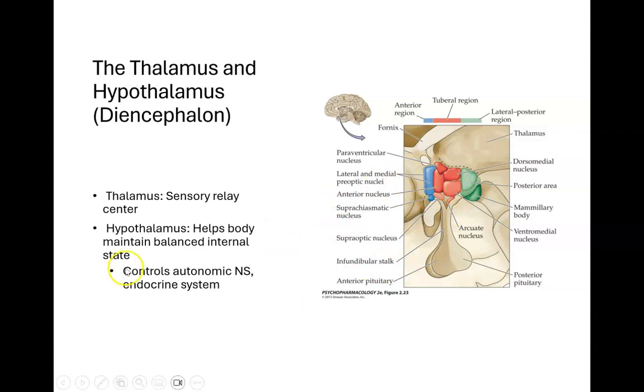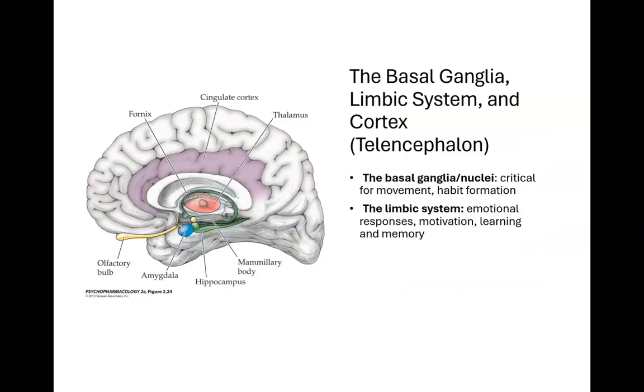So the thalamus is basically our body's sensory relay center. Basically, all of our senses, except for smell, go to the thalamus before they are processed in their respective areas of cortex. We also have the hypothalamus. This helps our body maintain a balanced internal state. And for the purposes of this class, it also controls the autonomic nervous system and it controls the endocrine system, our glands that are involved in the release of hormones.